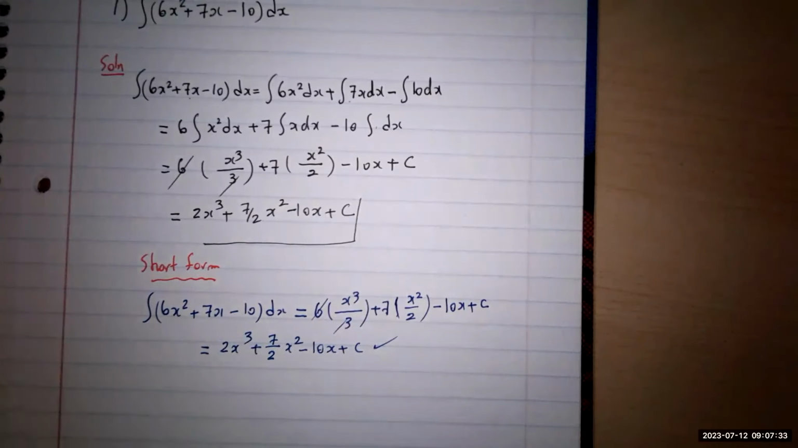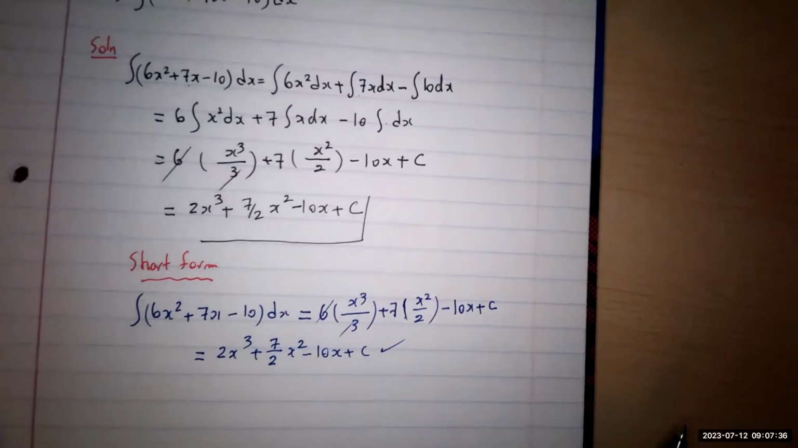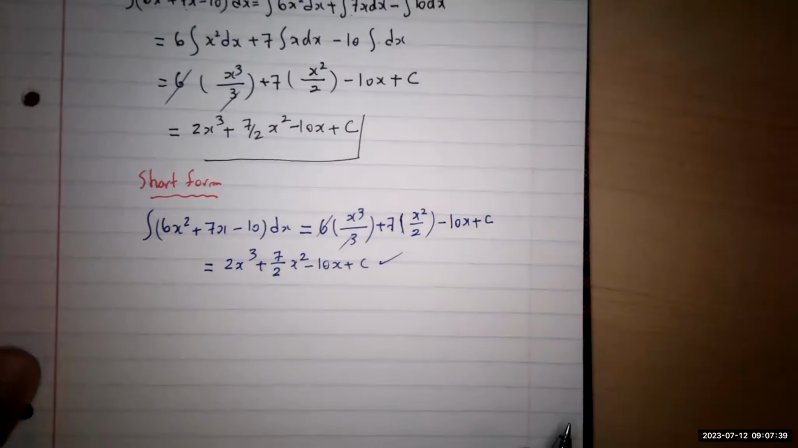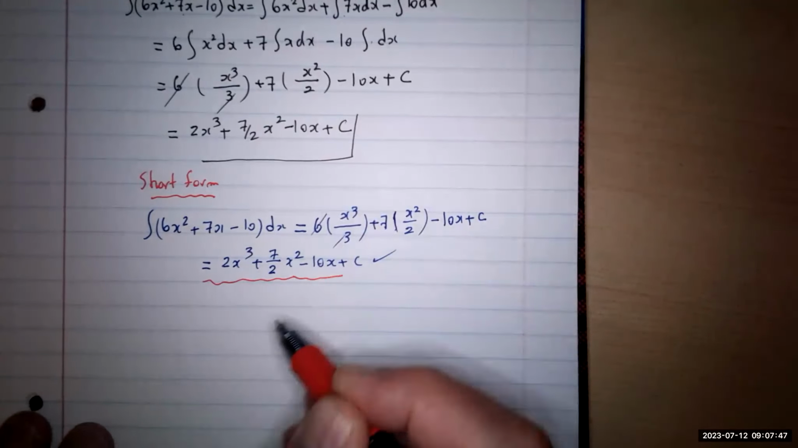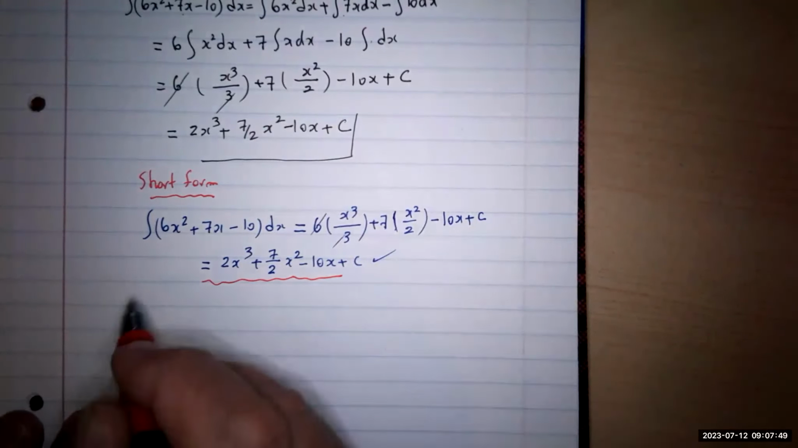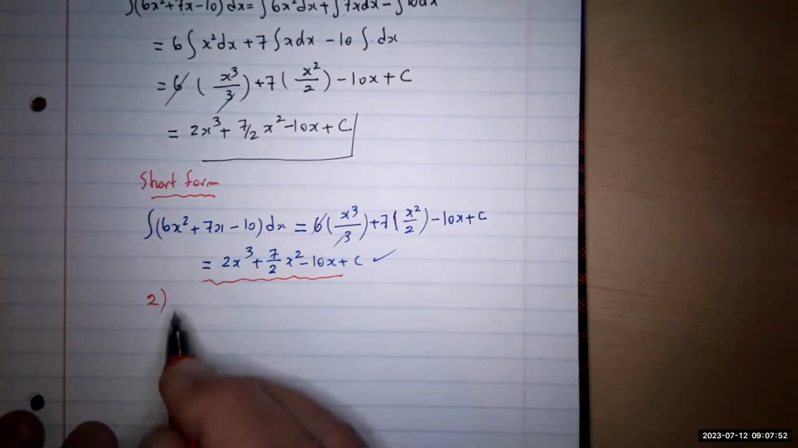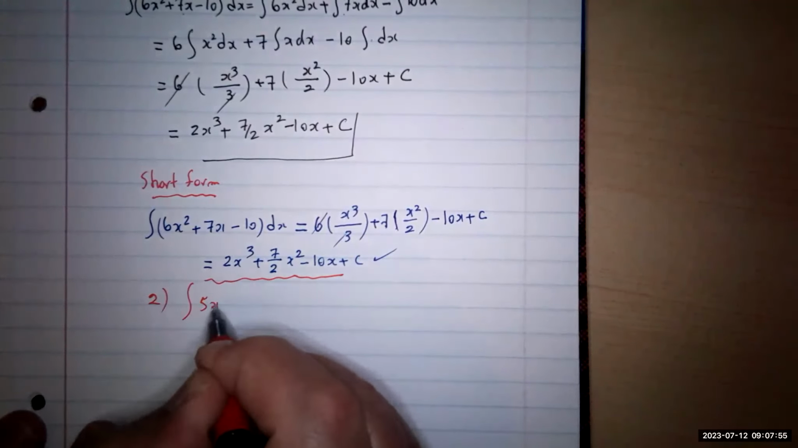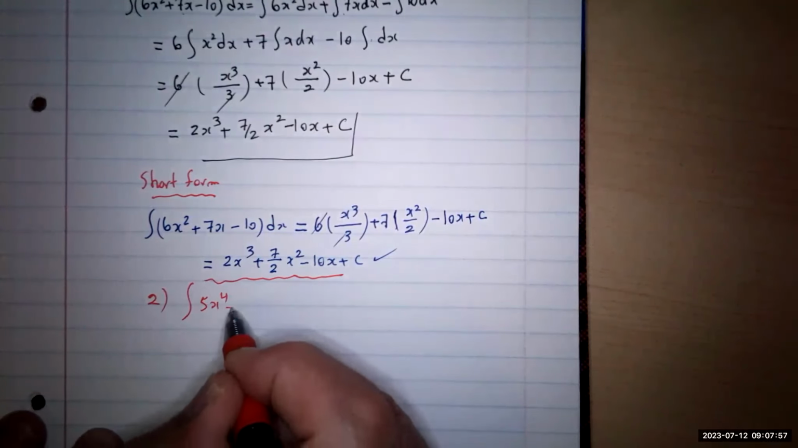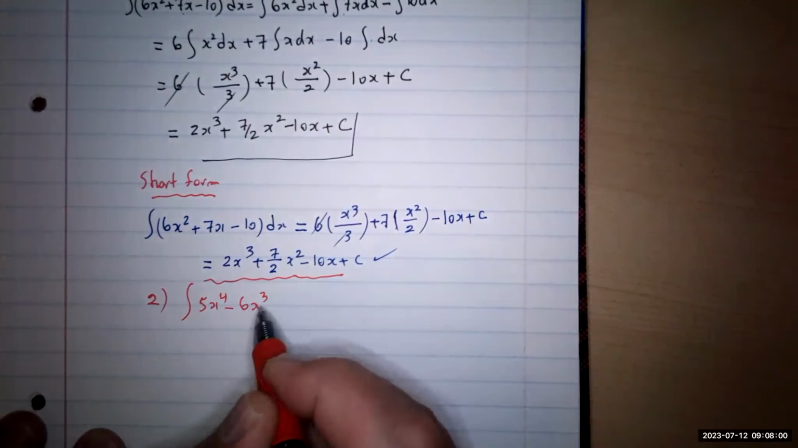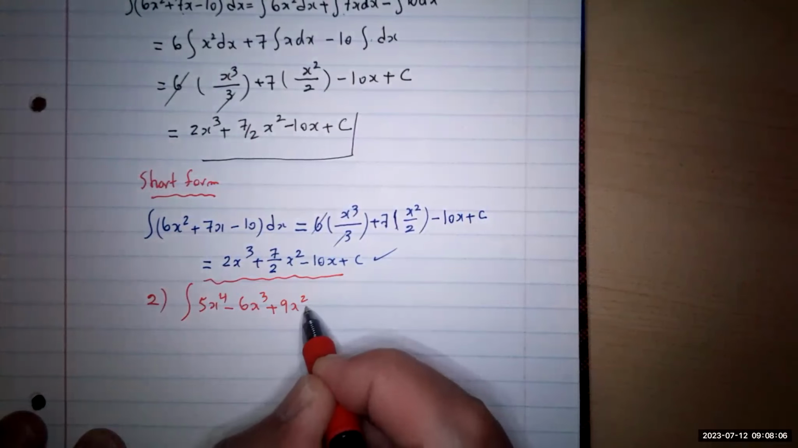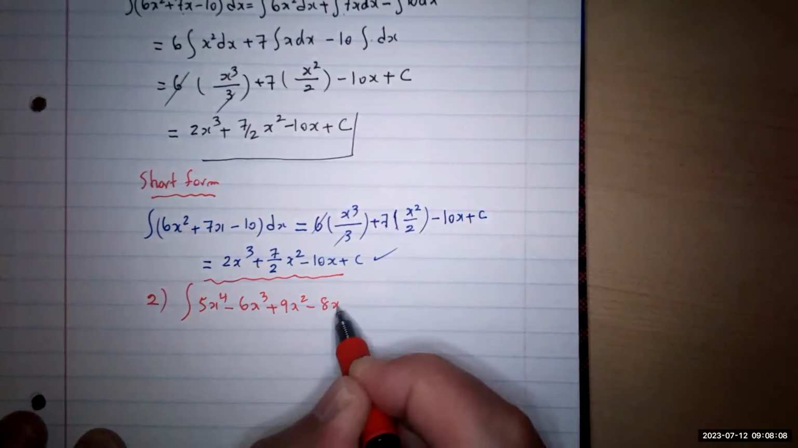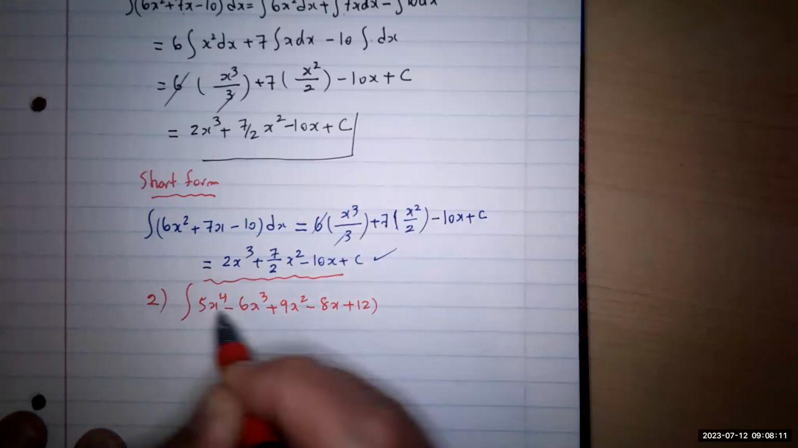Okay, so I give you another one in the short form to see how we operate. Any question? It's a polynomial. It's very popular. We have many, many cases, but we are going to see the cases that you need, to make sure that we know how to handle it. Suppose you are given this one: 5x to the 4 minus 6x cubed plus 9x squared minus 8x plus 12 dx.